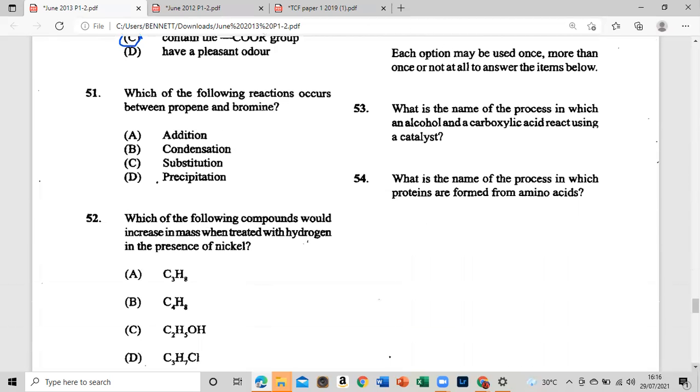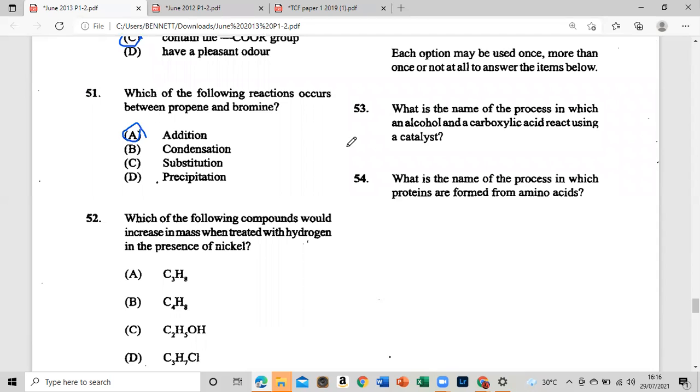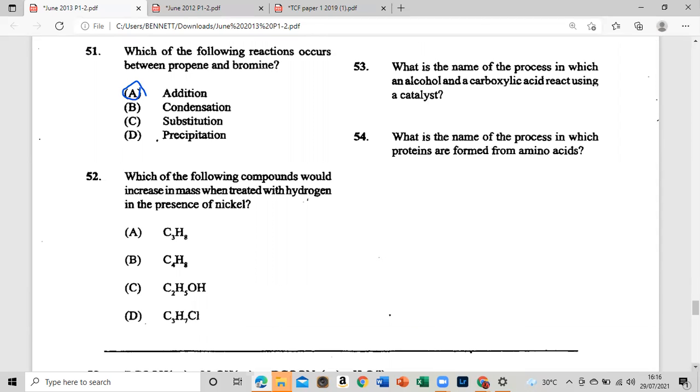51. Which of the following reactions occurs between propene and bromine? Is it addition, condensation, substitution, or is it precipitation? And that is one, addition. This one is also a repeat question on the 2015 paper. So guys, these are very similar, so it doesn't matter which area you do, you're gonna get repeats.